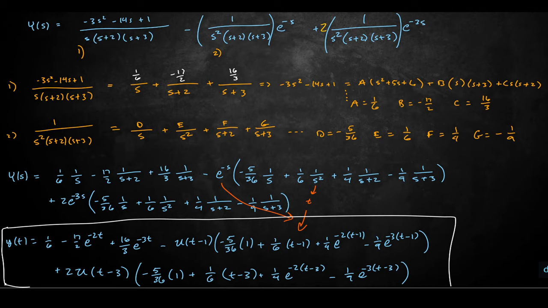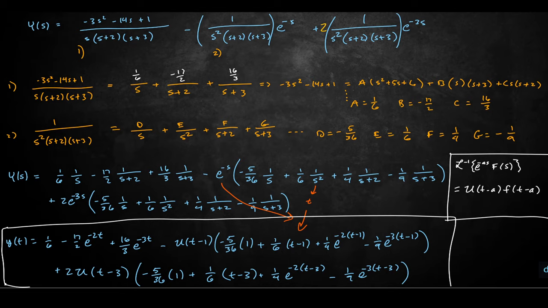So I see Caleb's question says, shouldn't it be t plus a? So let's write out the inverse transform. Basically part A says Laplace inverse of e to the negative as times F of s equals u of t minus a, f of t minus a. So it's the first form of the second translation theorem that we're using here. In this one it's t minus a in both. Not sure if that clears that up or not, Caleb.